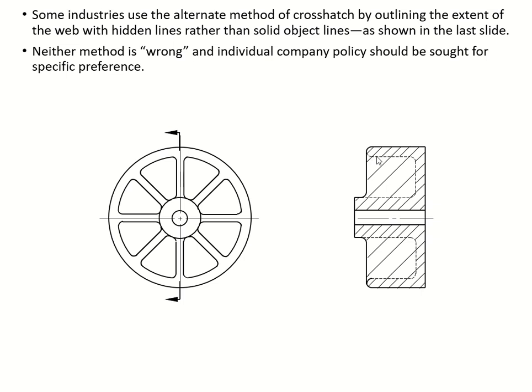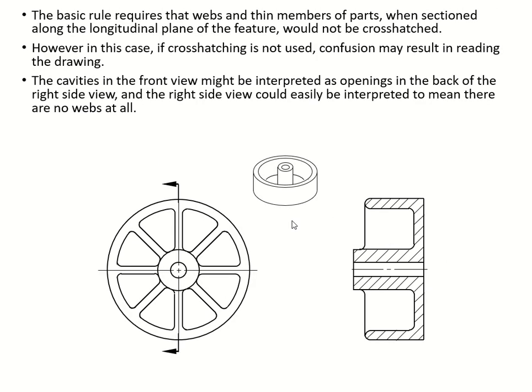Sometimes we use hidden lines to draw the web, so you can see here, the web is shown with hidden lines in our section view. You will see that some companies do it, but make sure you don't. The original way is this. See how neat and tidy and clear everything is, just ignoring the web and the rib.